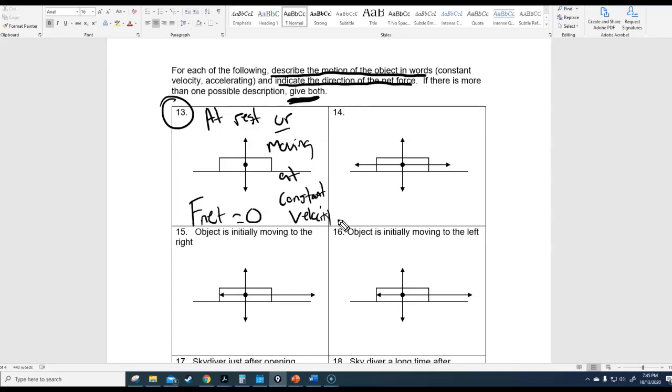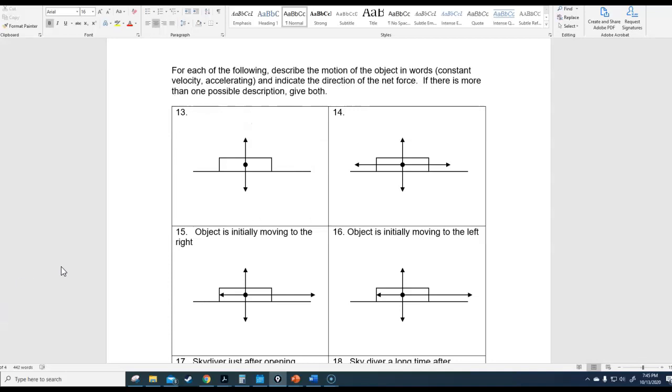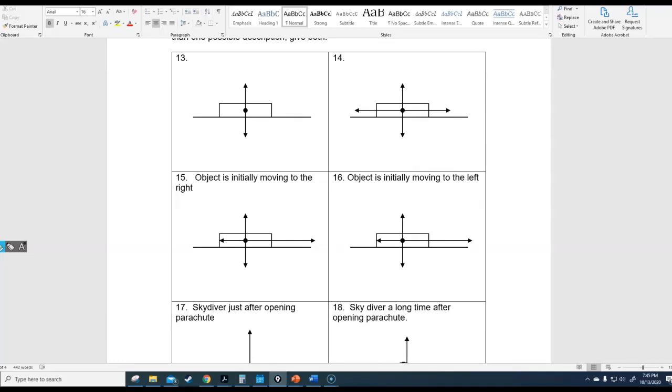Okay, and actually I'm going to show you 16, because 14 is pretty easy, but 15 and 16 are a little trickier. Okay, so I'm going to erase this so I can scroll down. Okay, so take a look at 16. 16 says the object is initially moving to the left. Now you might look at the FBD and be like, oh wait, isn't it moving to the right? No. Remember, a free body diagram does not show you which way an object is moving. It only shows you which way the forces on an object are acting.